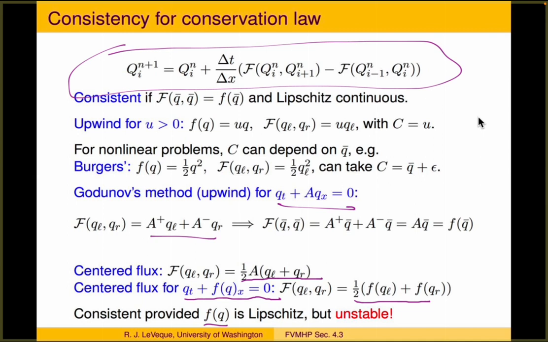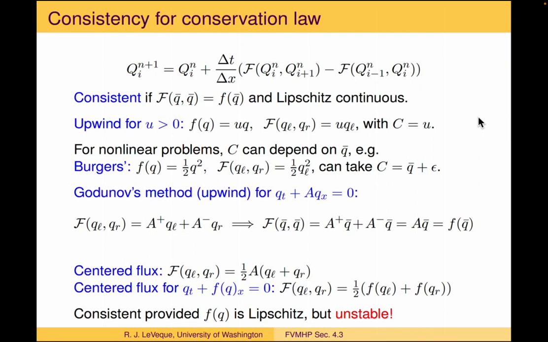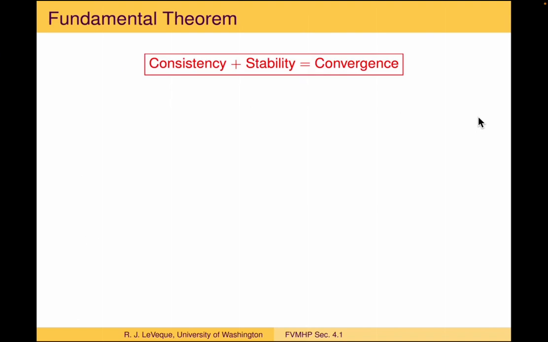You can use this method if you let delta t go to 0 faster than delta x, but for the kind of methods that we're looking at, well, we can do much better than this. So even though this is a very simple sort of flux and it's consistent, it's not stable, and therefore the resulting method would not be convergent if we fix delta t over delta x. So consistency is just one requirement. We also need some form of stability in order to get convergence.